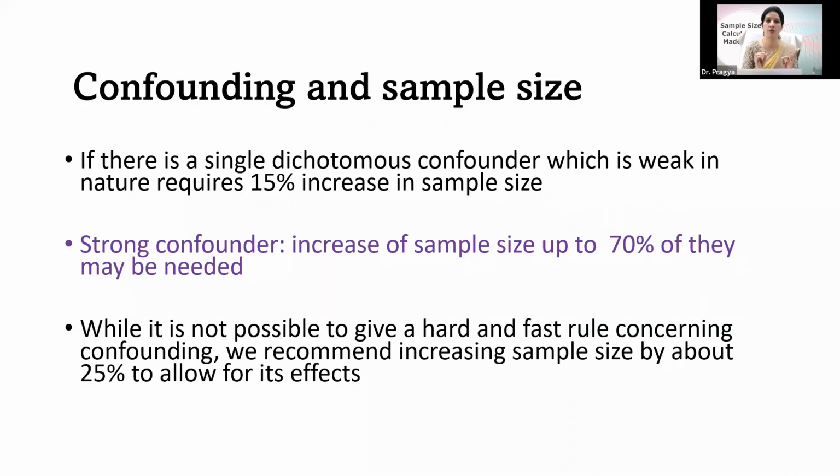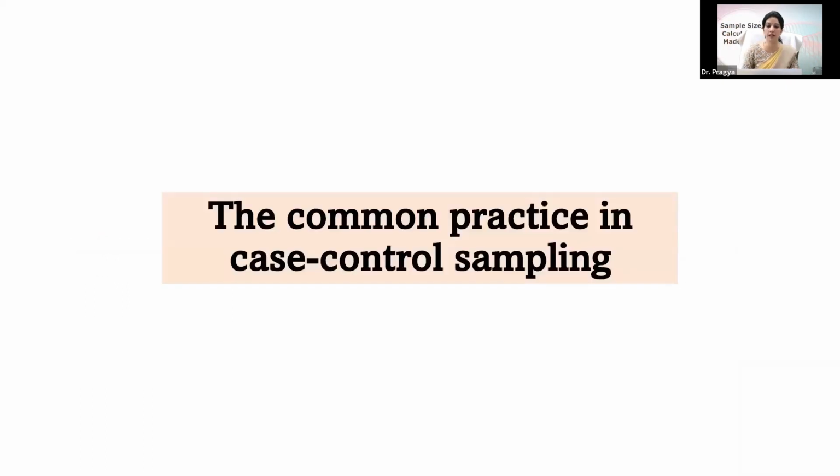Now a few more concepts on confounding. You can do age matching, you can do gender matching, but in spite of the matching, there are many unknown confounders. In that case, if you are anticipating some unknown confounders, you can increase your sample size by 25%. This is not a hard and fast rule, but again, that WHO document, which is the major basis for this presentation, suggests that you should increase the sample size by 25% for any unknown confounder if you are anticipating it in spite of matching.